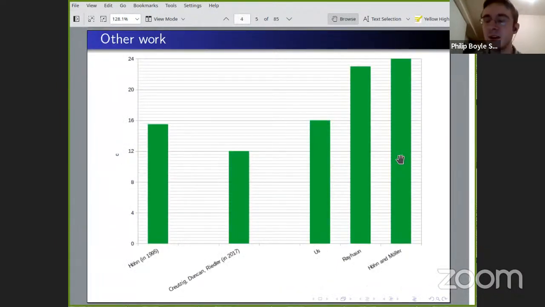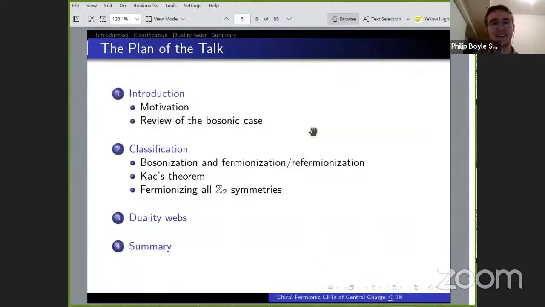Well, we're going to take a more physical approach. We're going to emphasize the connection with heterotic string theory, which is why we are interested in C up to 16. And we're also going to emphasize the connection to topological phases and anomalies. And we're going to be more pedagogical, at least to physicists.